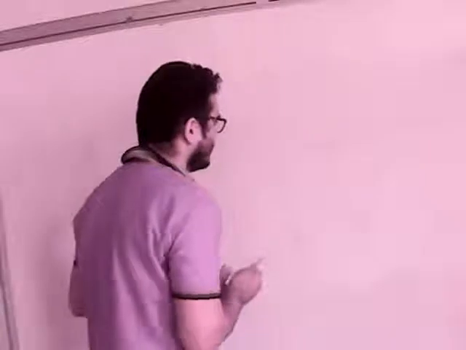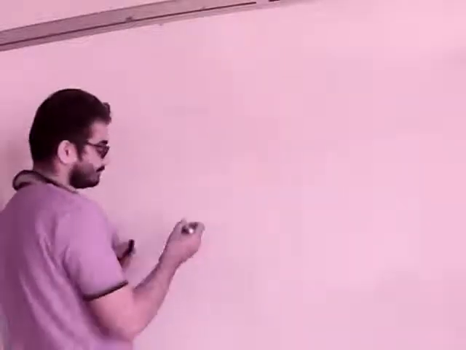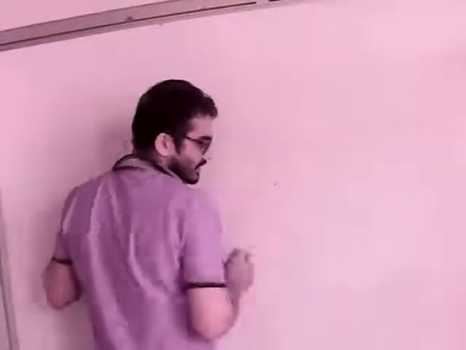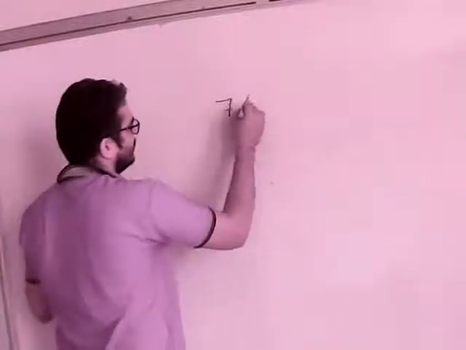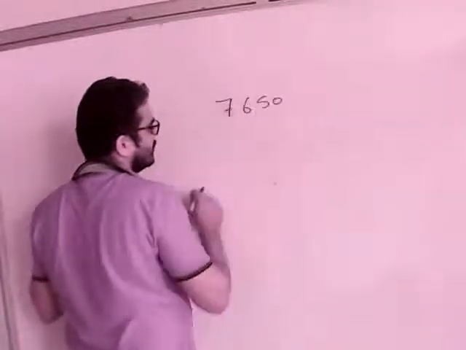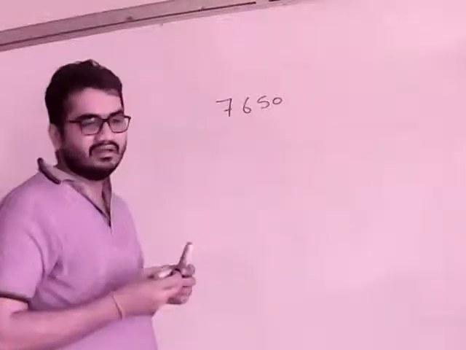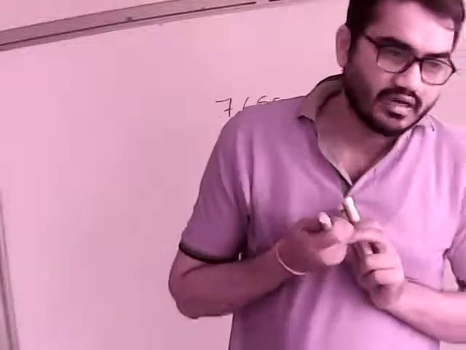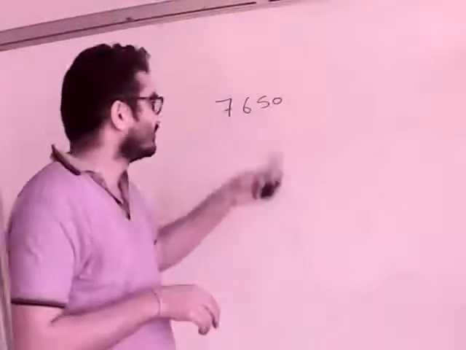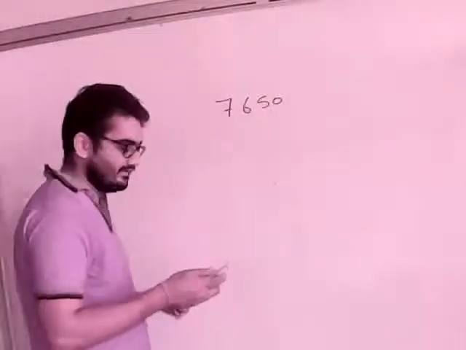So you should be knowing how it is done. Suppose the number is 7650. Okay, now what we have to do simply, you don't need to do anything extra. You can just find the prime factors of this and we can go there.